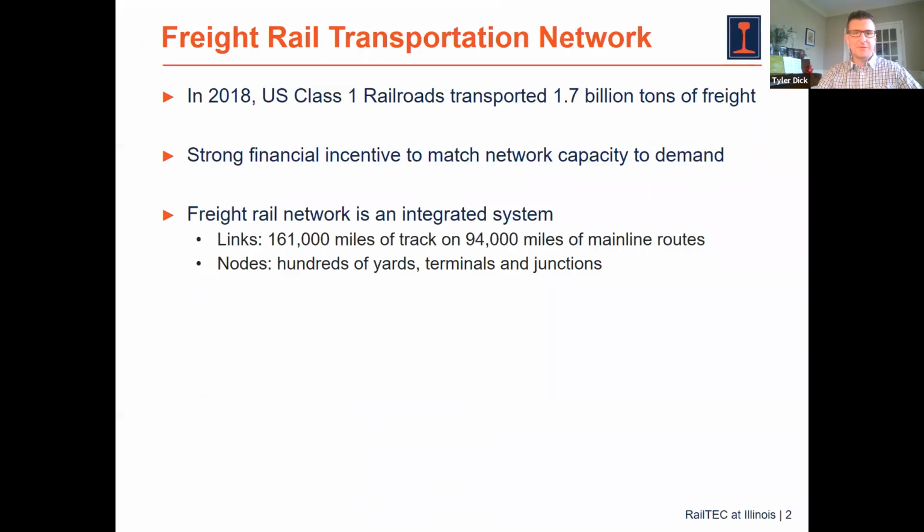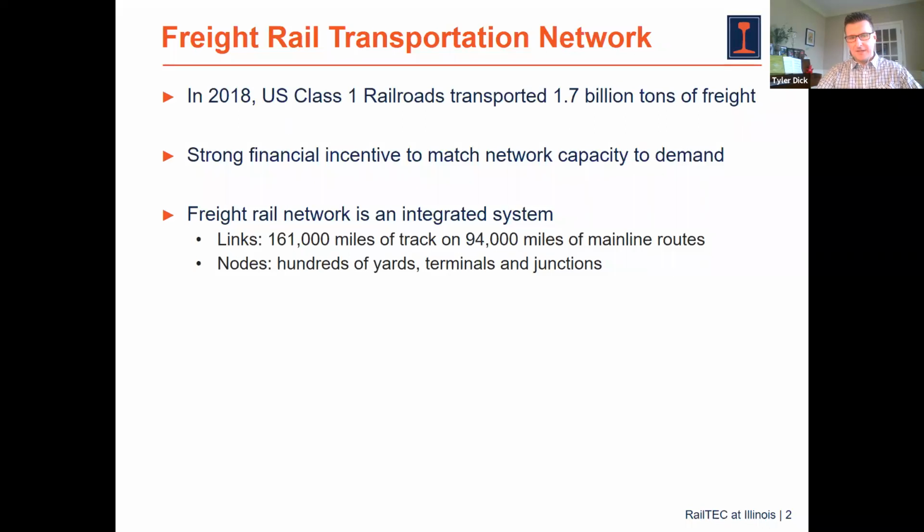All right, so just for those who are not familiar with the freight rail transportation network in the United States, each year the U.S. Class 1 freight railroads transport approximately 1.7 billion tons of freight. And as for-profit enterprises, there's a strong financial incentive to match the capacity of the freight railway network to meet this transportation demand. And within the United States and really the broader North American context, there's an integrated rail network, and it consists of over 161,000 miles of track, and those are organized principally into 94,000 miles of mainline corridors.